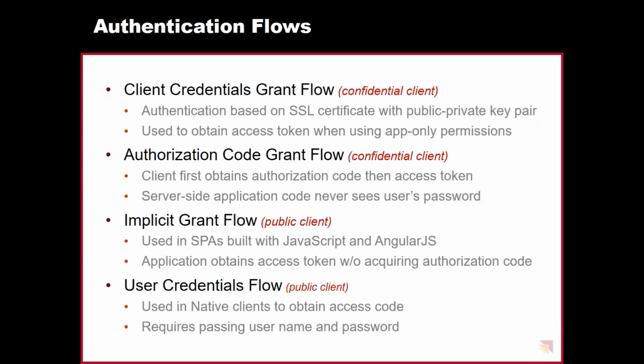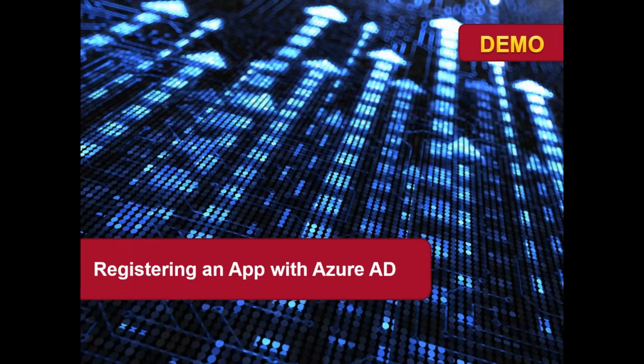Okay. Now, the last one is unfortunately the one that we have to use for Power BI embedding, which is user credentials flow. So it's going to be used in native clients, and the idea is it requires passing the username and password across the network. Now, you've seen me register that application with Azure AD already.